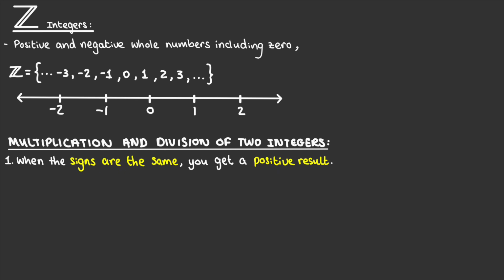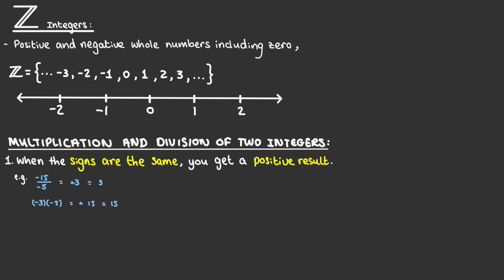The results of multiplying and dividing numbers vary depending on whether a number has a positive or a negative sign. When you multiply or divide two numbers with the same sign, you get a positive result. For example, if you divide minus 15 by minus 5, you end up with plus 3. This is the same as saying 3.